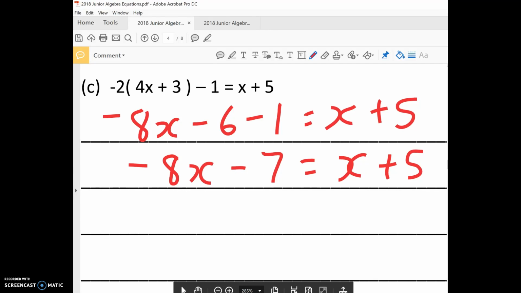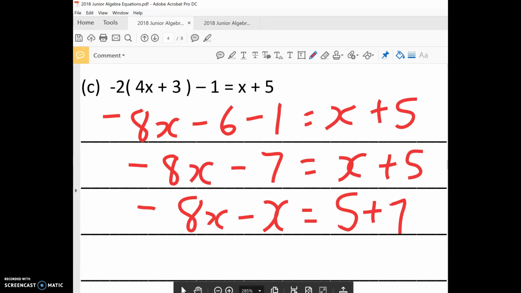Let's aim to get the x's on the left-hand side and the numbers on the right-hand side. So we've got negative 8x minus x equals 5 plus 7. So here our negative 7 on the left-hand side became plus 7 on the right-hand side because we added 7 to both sides. Minus 7 plus 7 is 0. There's an invisible plus in front of the x. On the right-hand side, we took x off both sides, so it disappeared from there and turned up here.